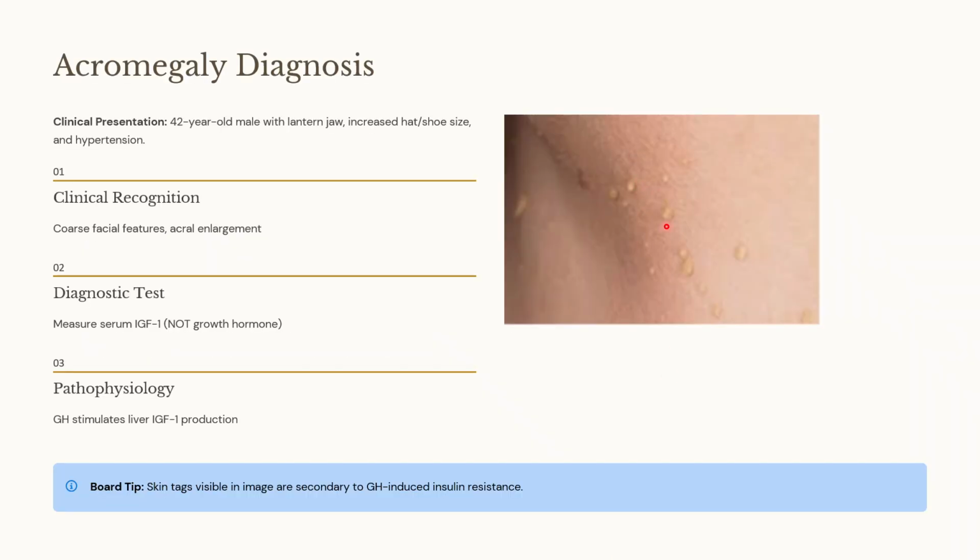Here you see another picture, and they can ask you the diagnosis or what is the next step to confirm the diagnosis.